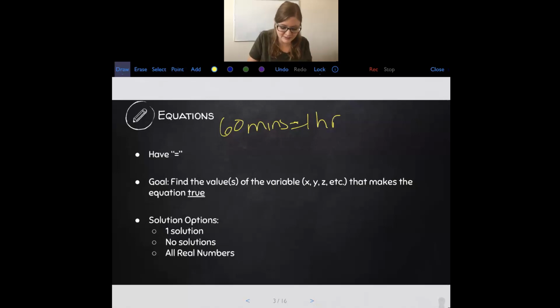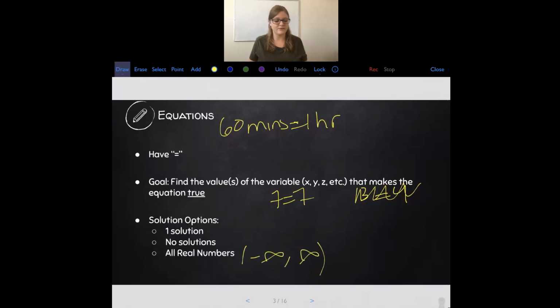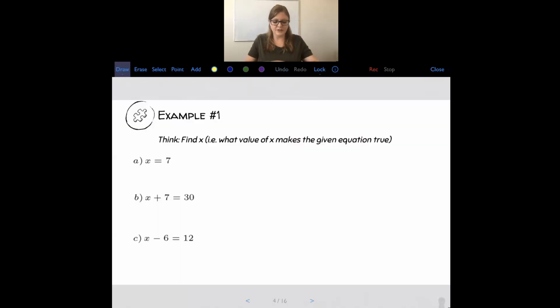So what that means is if an equation is true, it means we have like 7 equals 7. Okay, it does not mean 3 equals 4. That's not true. Okay, so when we're solving an equation, there's 3 different options. An equation can have one unique solution, it could have no solution at all, or it could have infinitely many, all real numbers, also denoted by negative infinity to infinity. Okay, so let's get started.